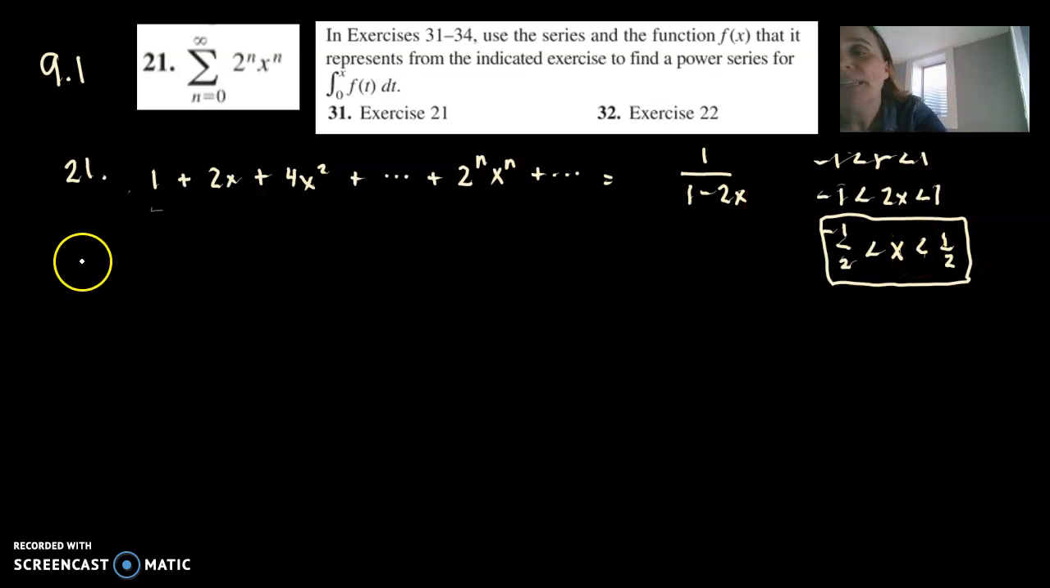Now I'm going to look at 31. 31 says, what if we take the antiderivative of both sides of this equation? So I want to know the integral from 0 to x of this thing. So I'm going to do the integral from 0 to x. Our function has a t in it when I'm doing the integral.